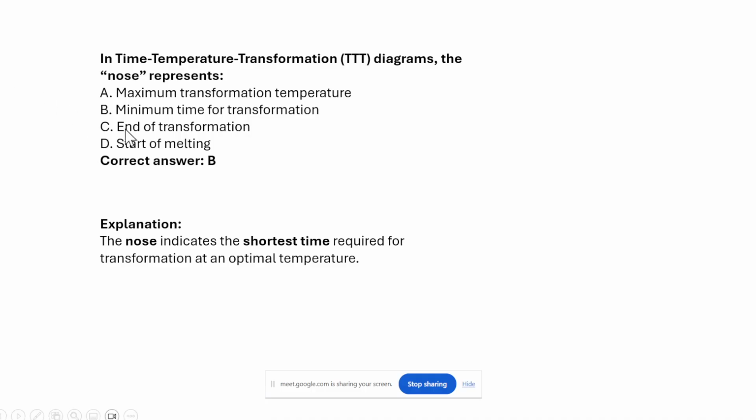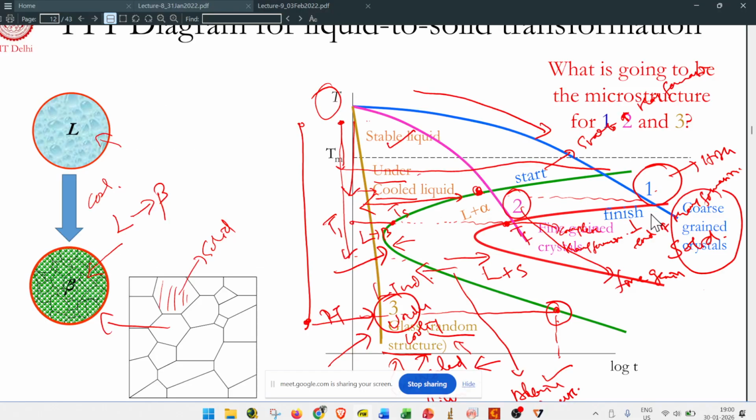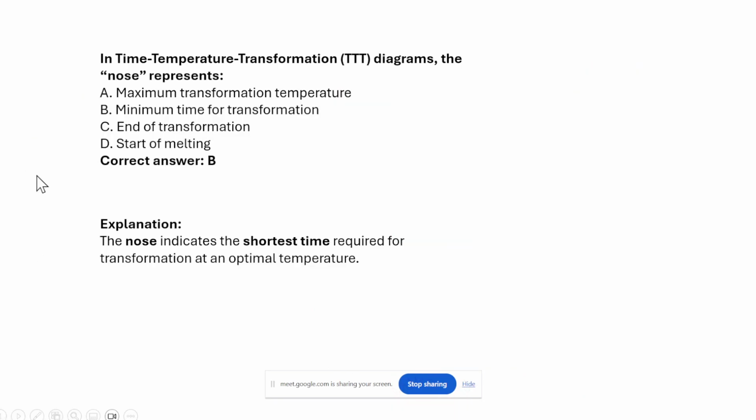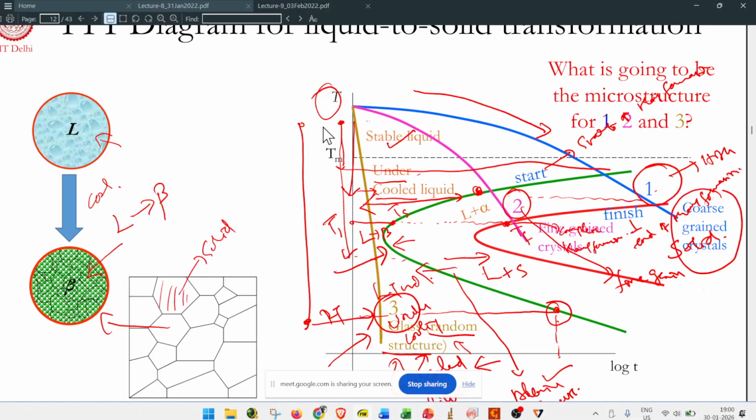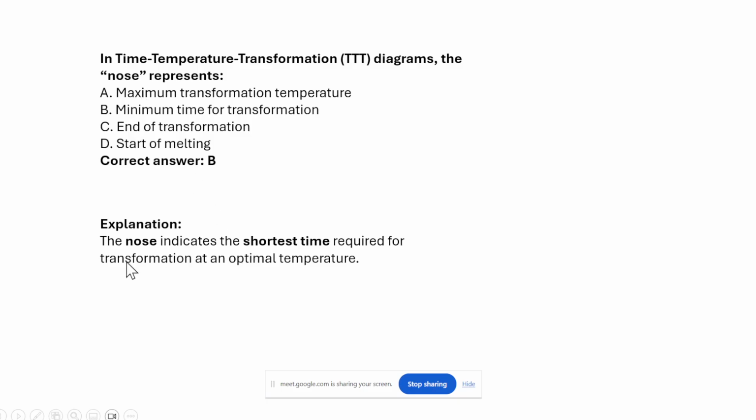And end of the transformation is the finish curve, and starting of the melting is not, because that will be at the above portion. Here Tm is the starting of the melting point, so the answer will be B. The nose indicates the shortest time required for the transformation at the optimal temperature.